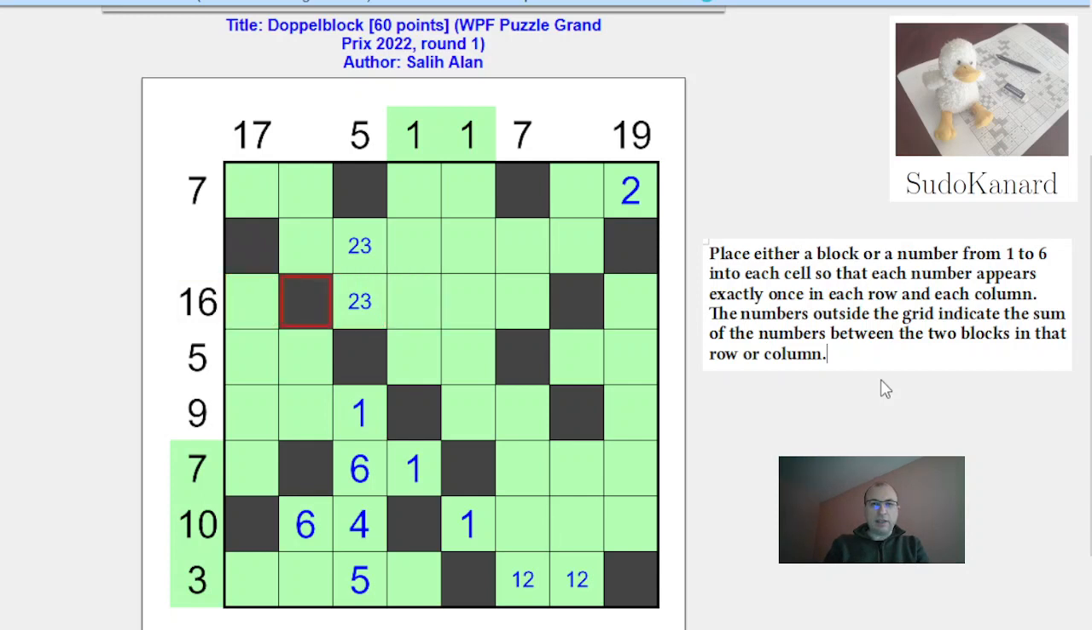I need 5 outside the blocks. It won't be 2 plus 3, so it's 1 plus 4. But now this 17 needs 2 digits outside. It won't be with a sum of 4, so they have to be 1 and 3. So this can only be 3, this is 1, and this is 4, and this is 1. I have a lot of 1s in the grid. Not quite sure where the other ones are.